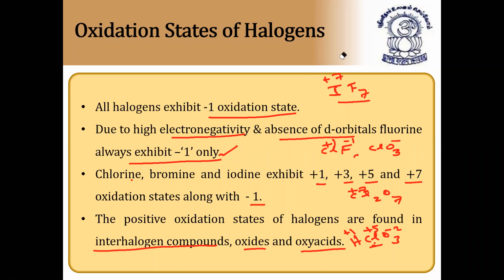This is called an oxyacid of chlorine. I hope it is clear. So the positive oxidation states of halogens are found in interhalogen compounds, some oxides, and also some oxyacids. I hope it is clear. Next, continuation.